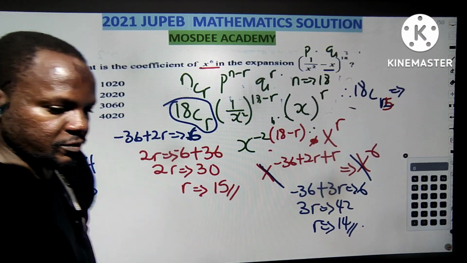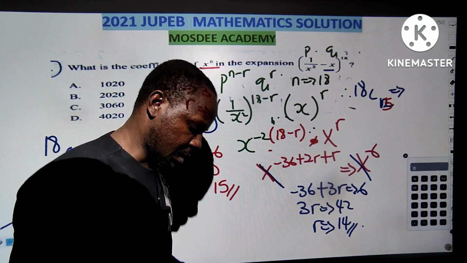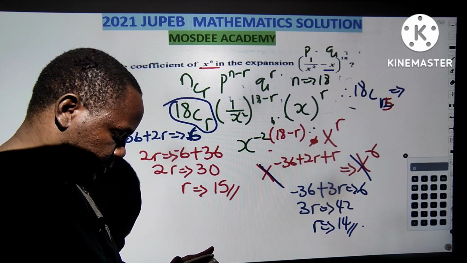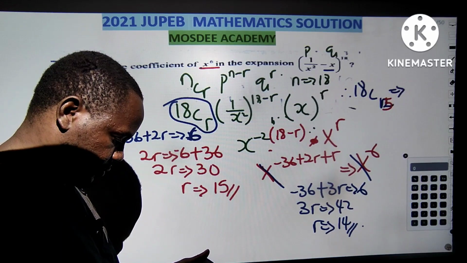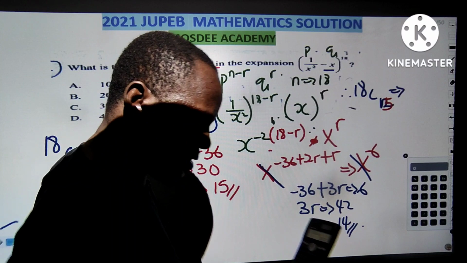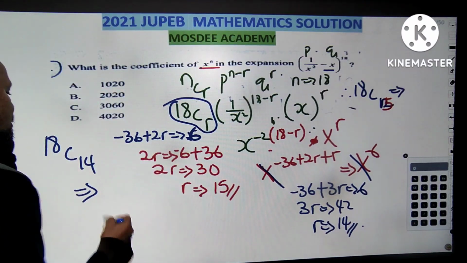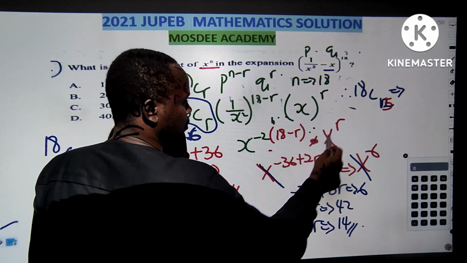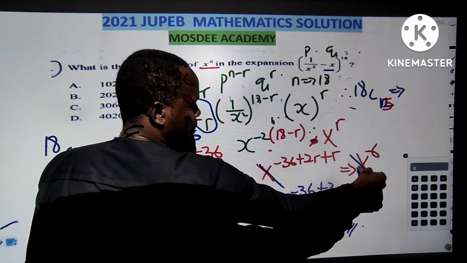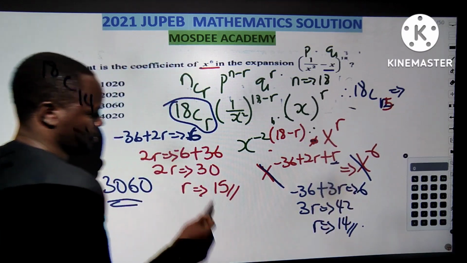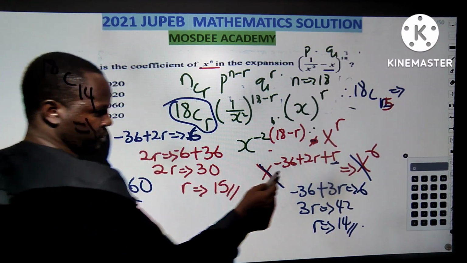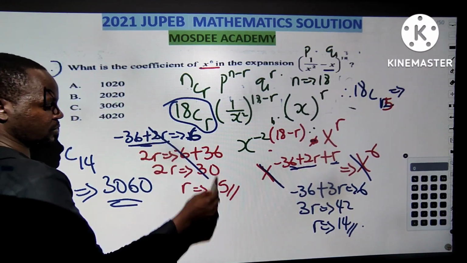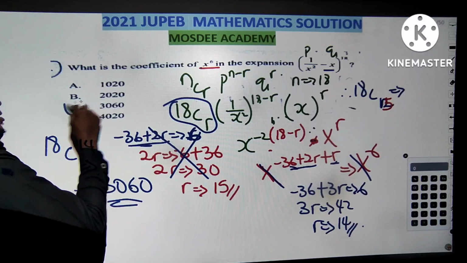So let's get 18 combination 14 from the calculator. This time around it should be correct. So 18 choose 14 is 3060. So you can see what happened was that we didn't use this r, which is from the indices law. We now equate it. We forgot to put this r before, and that is why we suffered. You can see we only used minus 36 plus 2r, and that is why we had the issue. So a small thing can actually cause havoc. So that's the answer to this, guys.